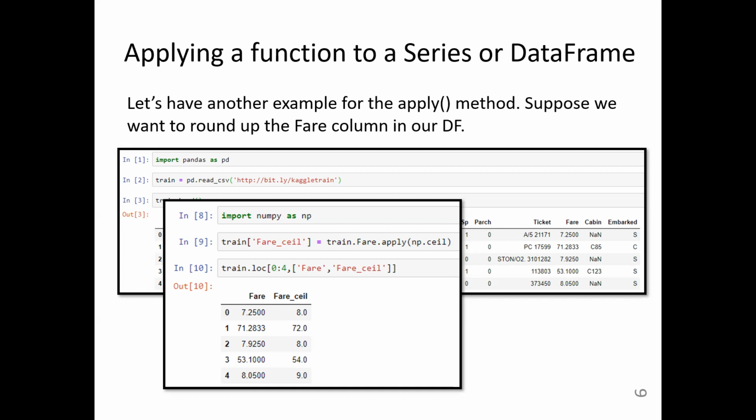So we go to train, we go to fare, and we say, please apply numpy.ceil, C-E-I-L. What does it mean? Look at the fare column, please. It is 7.25, 71.28, and so on and so forth. And you see, it's going to round up all of them, which is ceiling, right? Please try this. Spend a few seconds, see if everything is super clear.